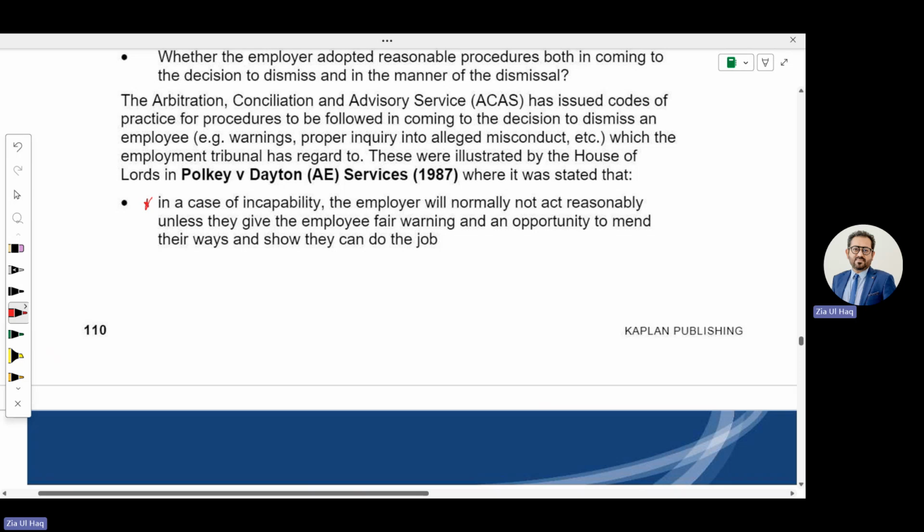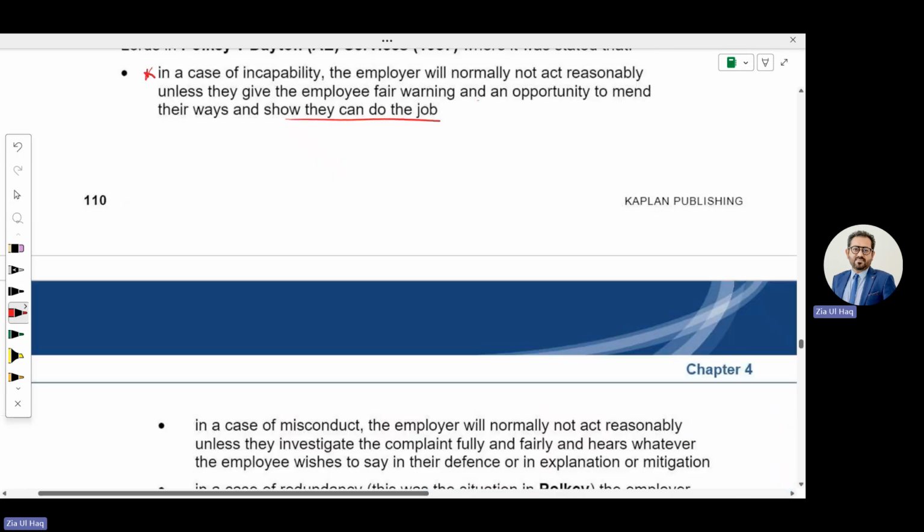In case of incapability, the employer will normally not act reasonably unless they give the employee fair warning and an opportunity to mend their ways and show they can do the job. If the employee is not capable of performing the work, they need to warn the employee. Then they should dismiss. Dismissing without warning will also be considered unfair. They need to act reasonably, not unreasonably.